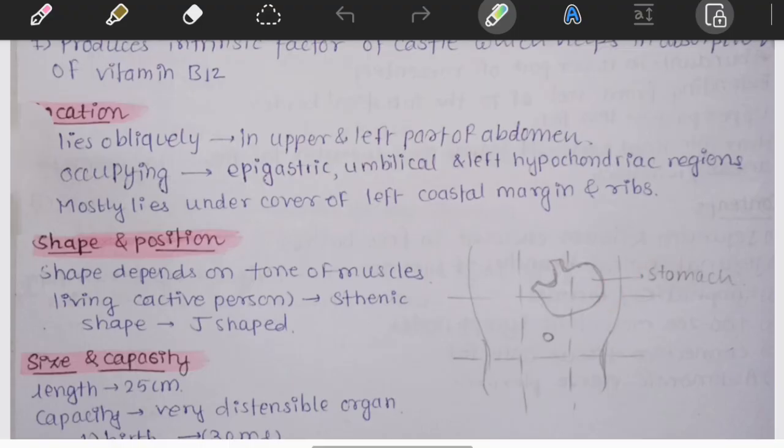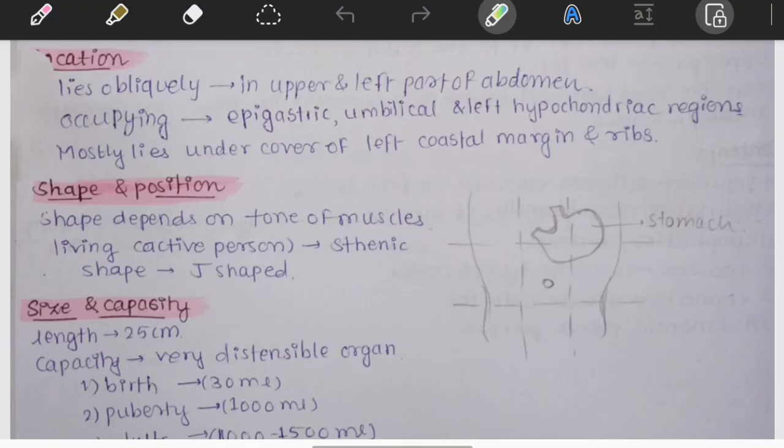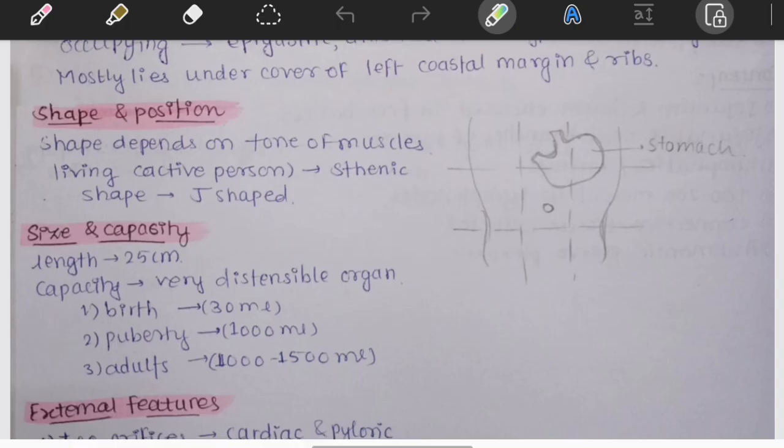Now, let's talk about the size. The stomach is approximately 25 cm long in an adult, and it is a very distensible organ. That means its capacity changes dramatically with age and filling. At birth, about 30 milliliters; at puberty, 1000 milliliters; in an adult, approximately 1000 to 1500 ml. Don't just remember these numbers. The important concept is a small organ when empty, highly expandable when filled.